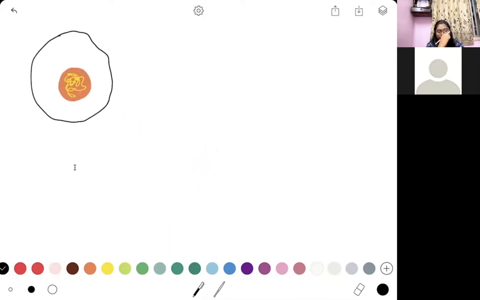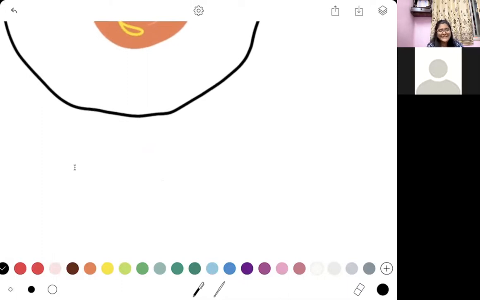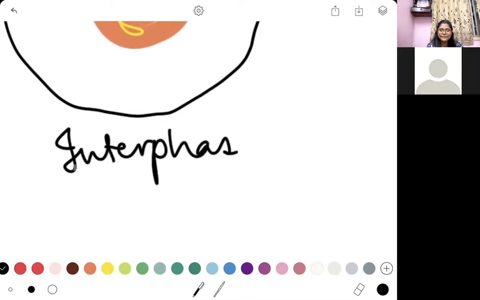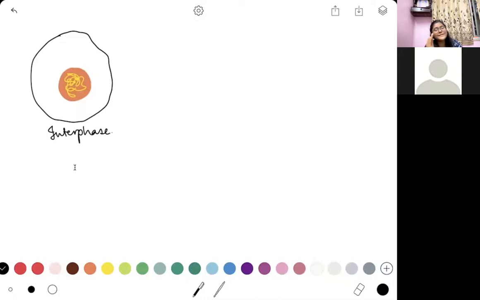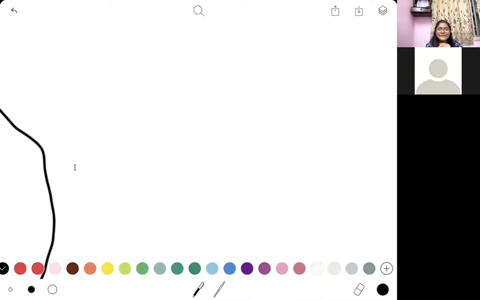So I'm going to write what is going to happen at each and every step. This particular step, where your DNA is getting condensed and your nuclear membrane is starting to disintegrate, this first phase of your cell division is called interphase. What is this phase called? This is called interphase. What are the key events that are taking place during this process?